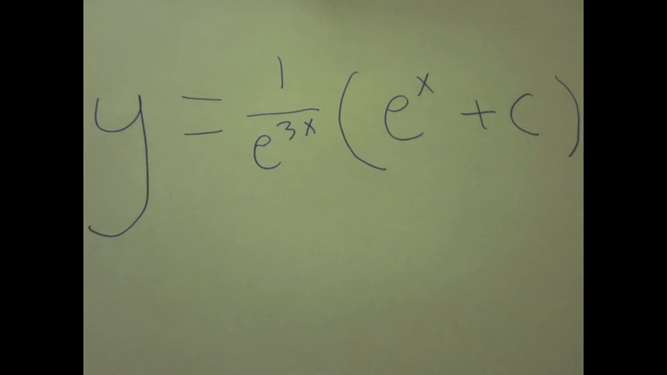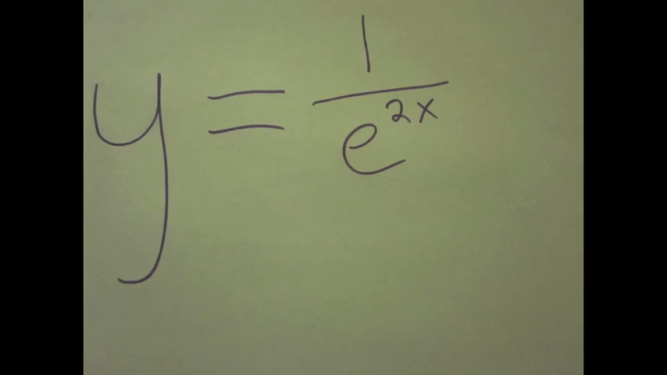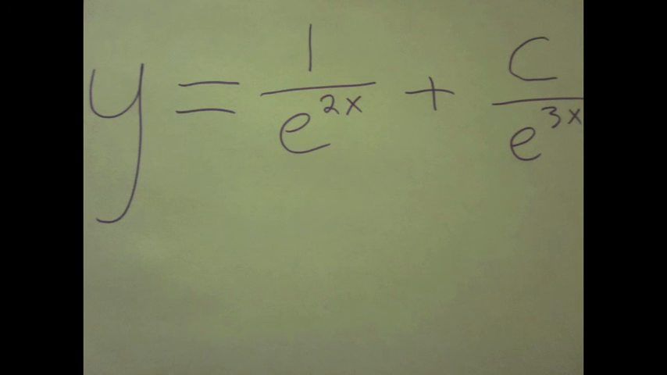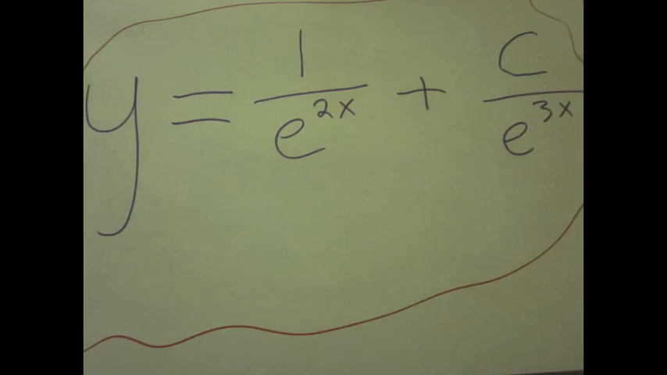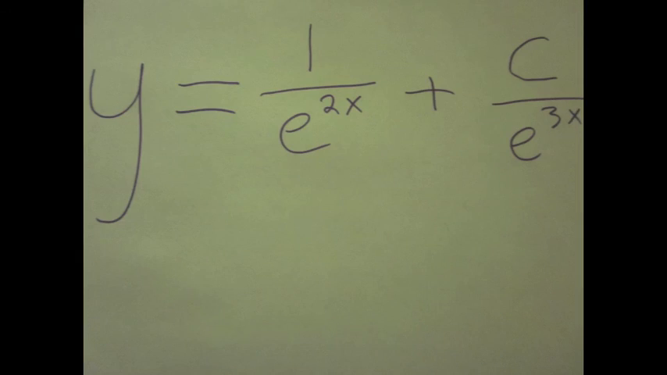So our solution equation should read y equals 1 over e to the 3x times e to the x plus c. We can do a quick distribution, and we get y equals 1 over e to the 2x plus c over e to the 3x. This method is really fast, and the really well-chosen integrating factor is what developed this whole method.